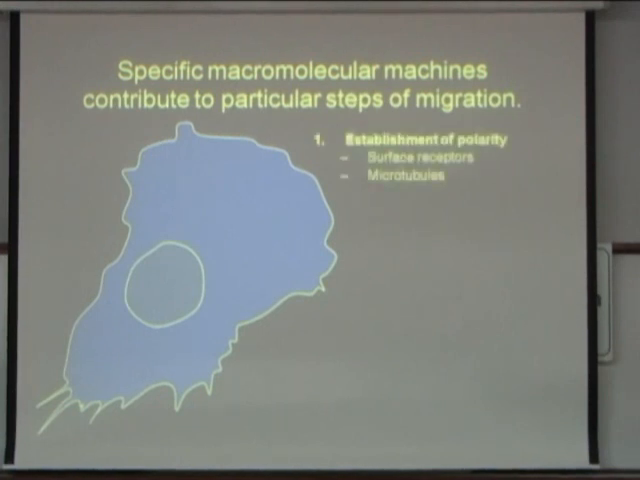first of all, the cell needs to know where it wants to go. And this involves determining the direction that it wants to go, or establishing a morphological polarity.